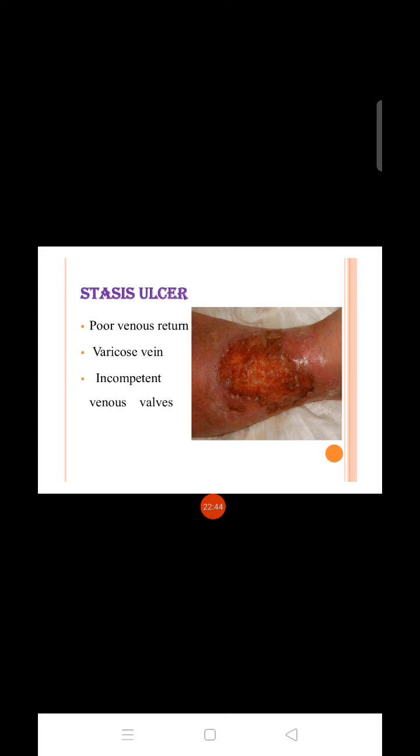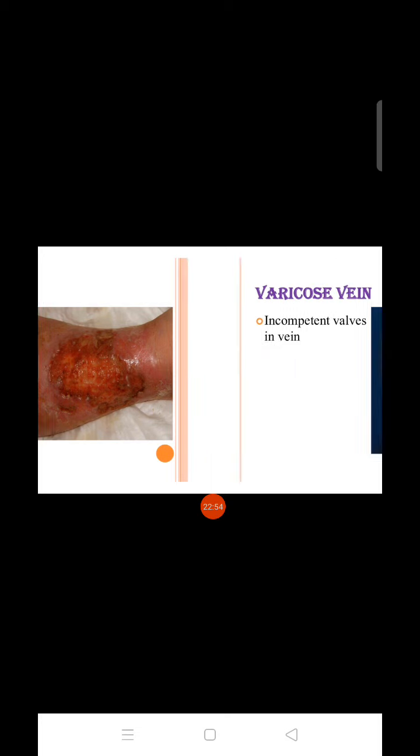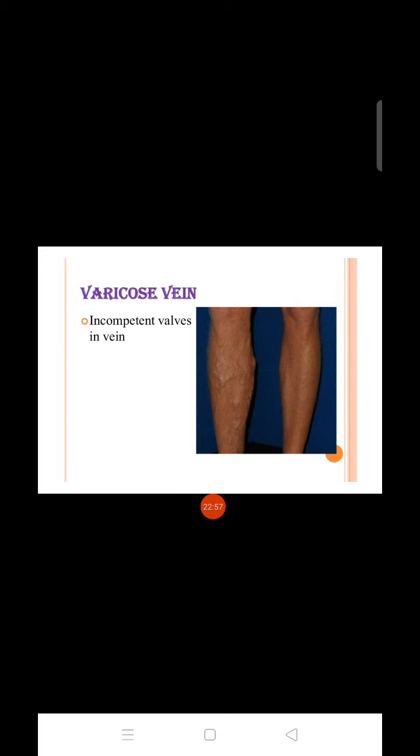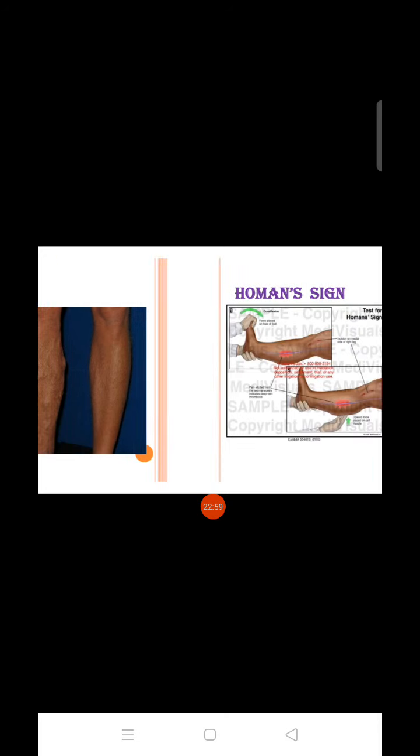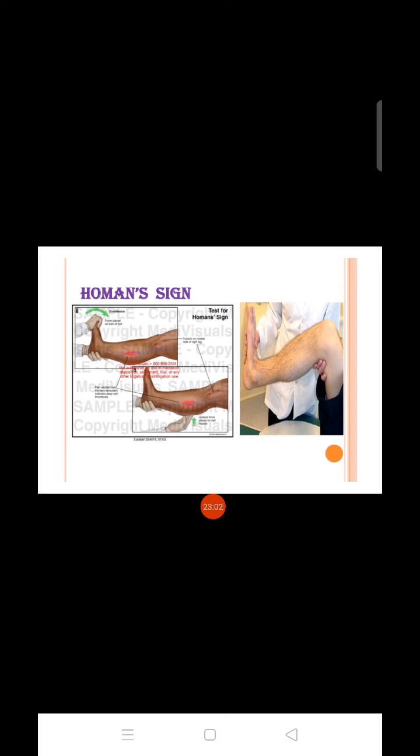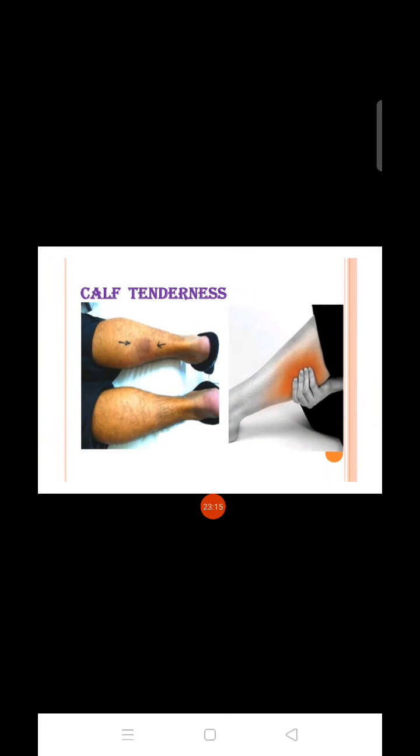Next is stasis ulcer: poor venous return, varicose vein, incompetent venous walls. In this, there will be poor venous return, a varicose vein, and incompetent venous valves. Next is varicose vein, incompetent walls in the vein. Homans sign: if they do the test, the person will feel pain. That is the Homans sign. Calf tenderness.